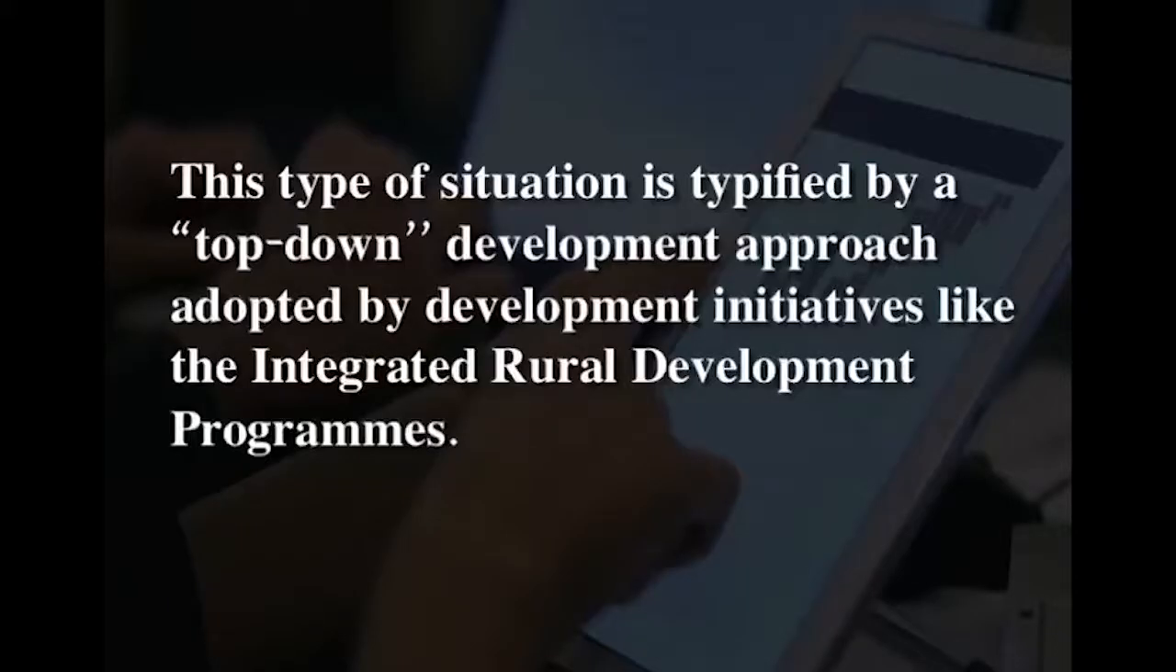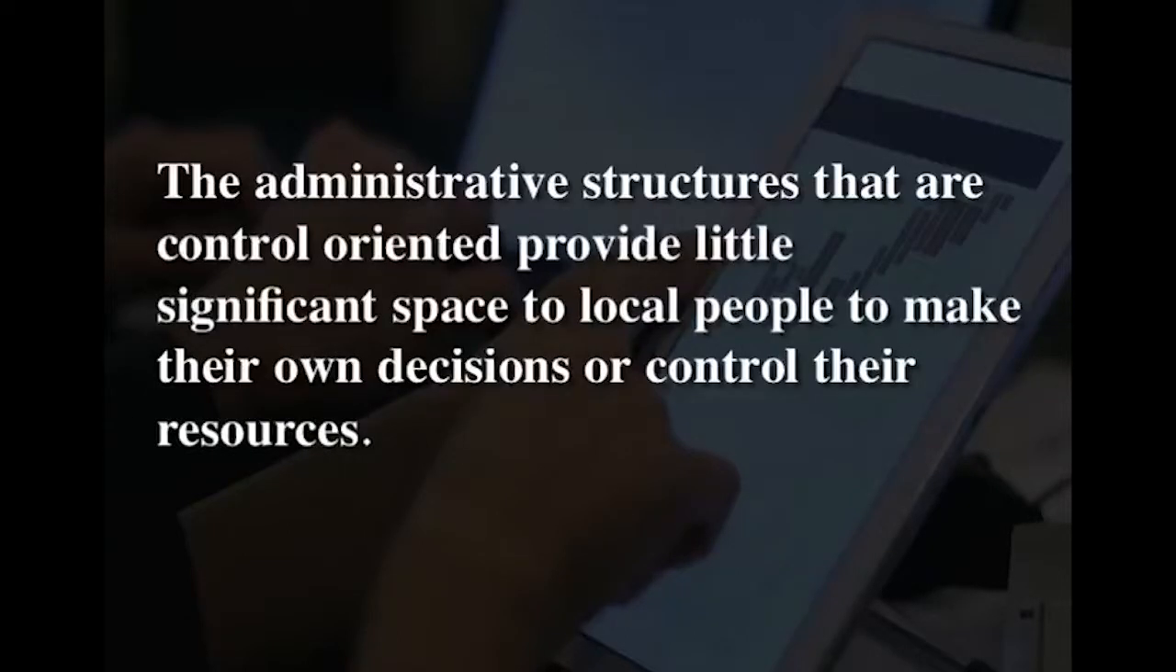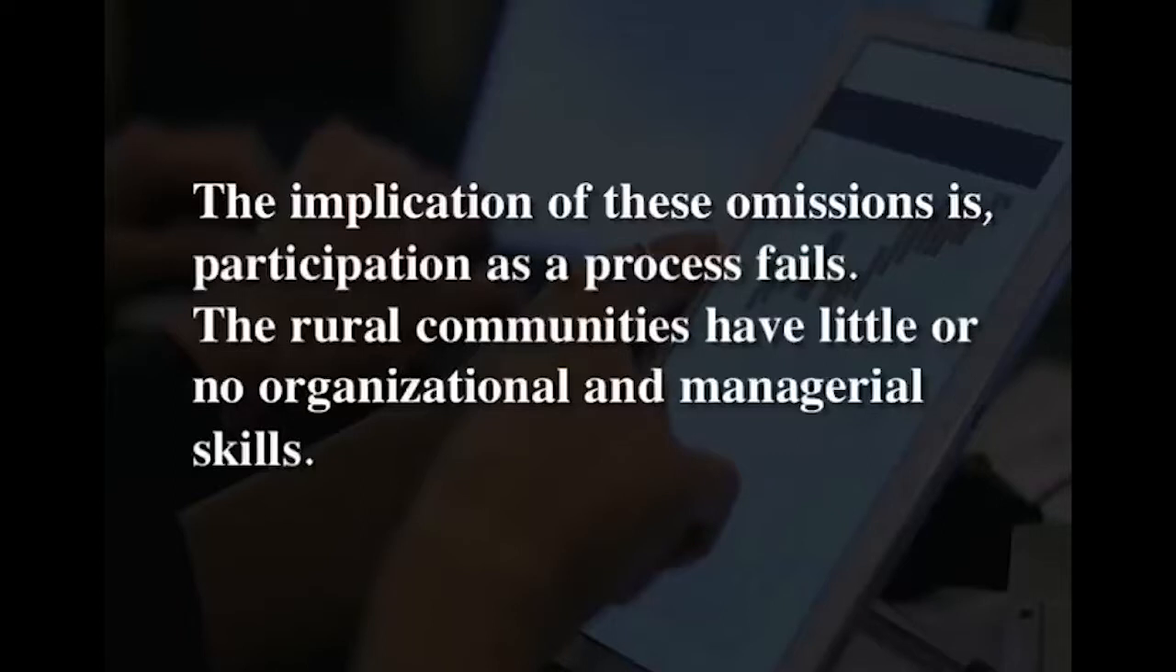This type of situation is typified by a top-down development approach adopted by development initiatives like the integrated rural development programs. The administrative structures that are control-oriented provide little significant space to local people to make their own decisions or control their resources. Social obstacles such as the mentality of dependency, the culture of silence, the domination of a local elite or gender inequality are disadvantages to people. The implication of these omissions is that participation as a process fails.